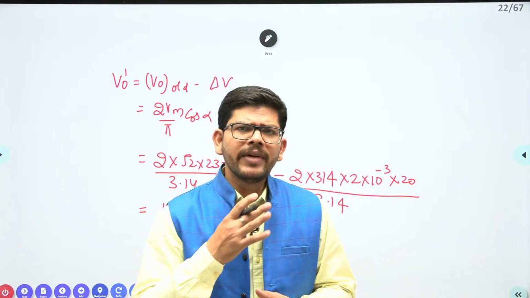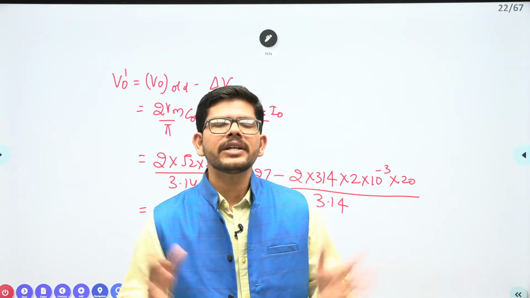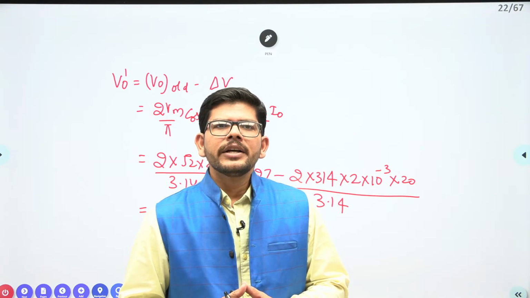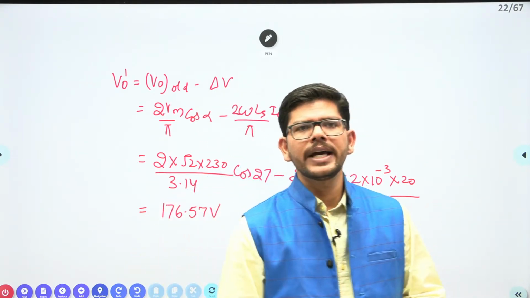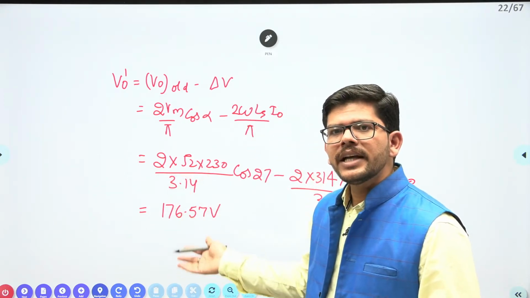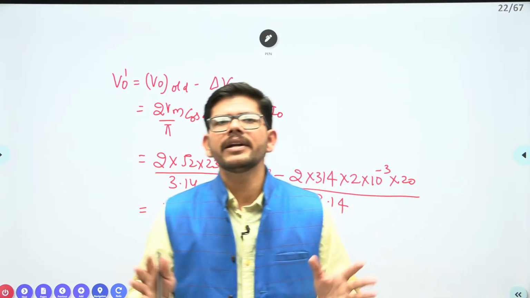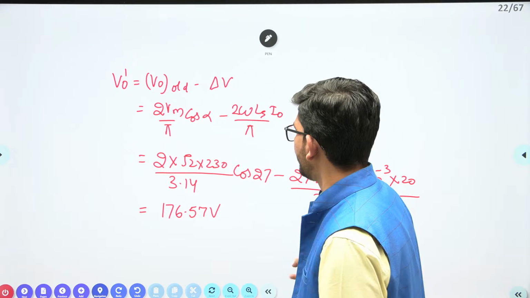Okay, when it comes to effect of source inductance, I have seen so many students struggling because guys, you are just getting into the wrong things. You can very easily remember these facts, these things, and you can solve whatever is being asked. So we have calculated V naught here, 176.57.